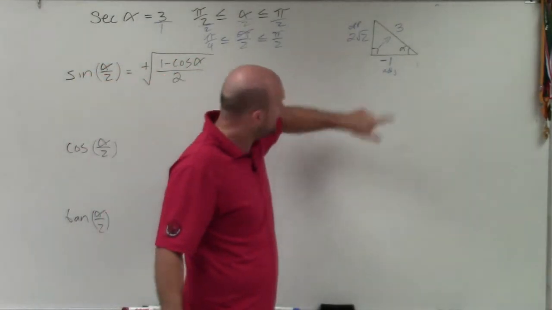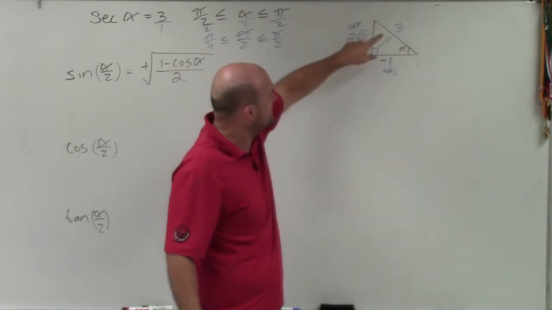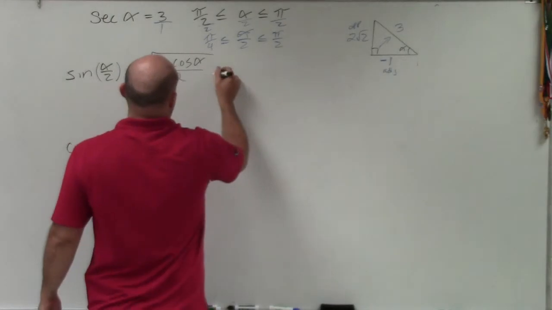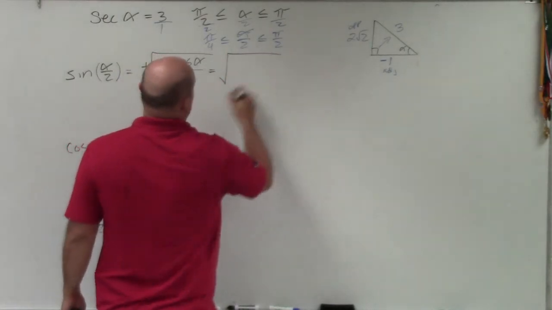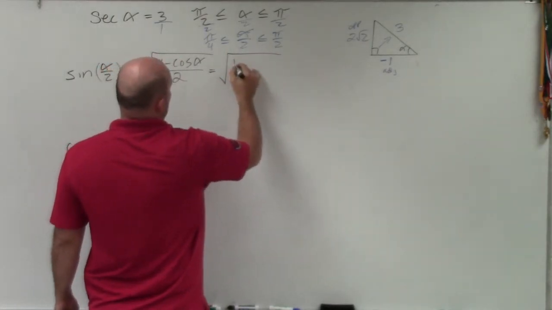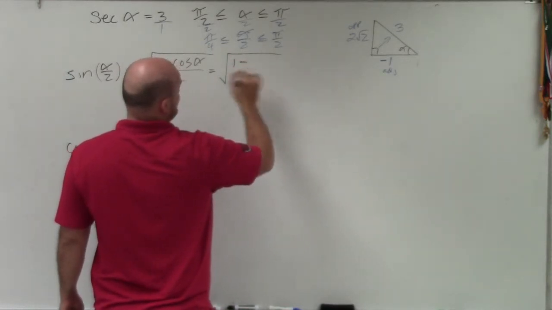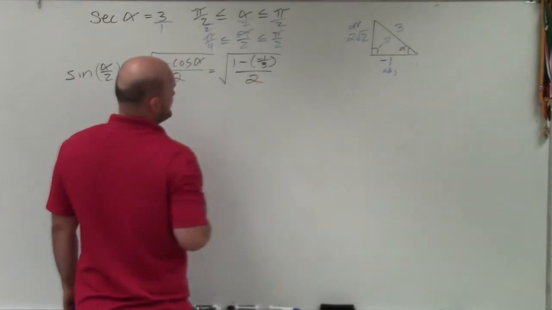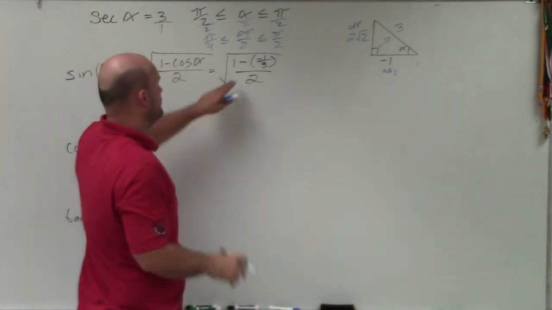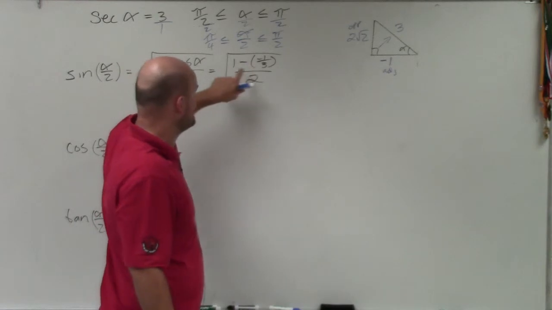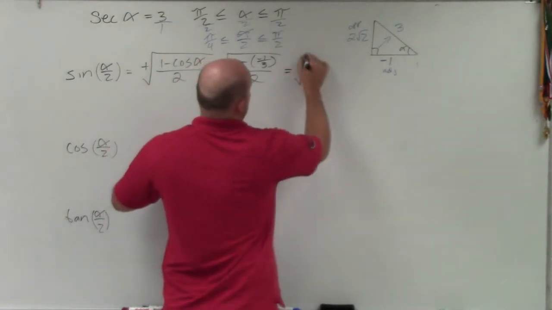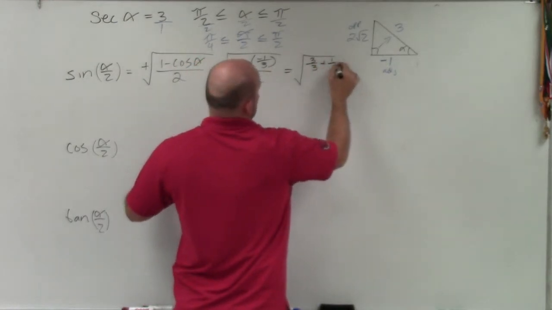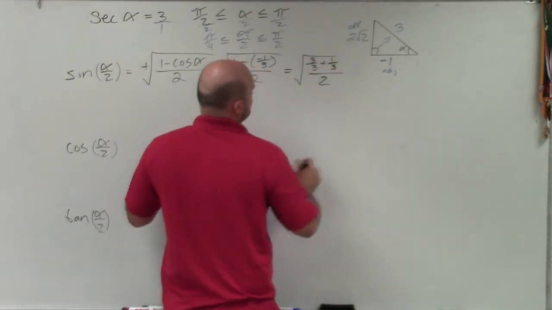Cosine of alpha, again, we wrote in the triangle for alpha, cosine is adjacent over hypotenuse. So now I'm going to plug in that information. I don't need to write plus, I'm just going to write in 1 minus cosine, which is negative 1 over 3, divided by 2. Now what we can do is add the fractions in our numerator. So I'm going to rewrite 1 as 3 over 3, minus a negative is plus 1 over 3, divided by 2.